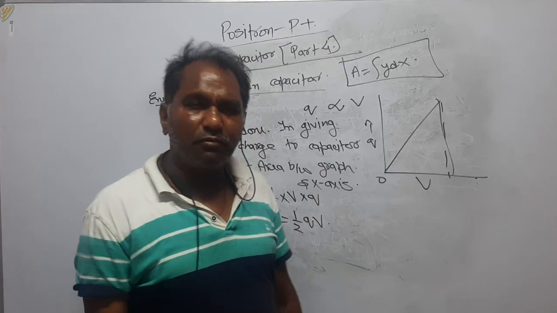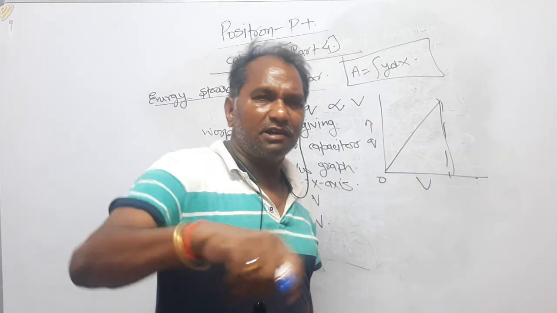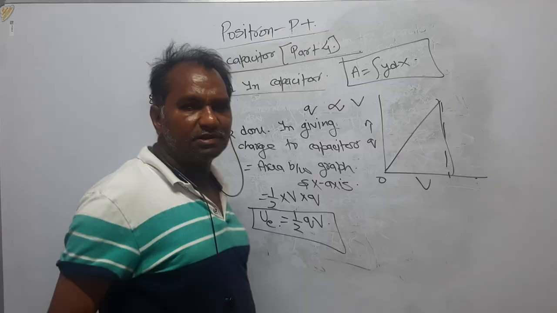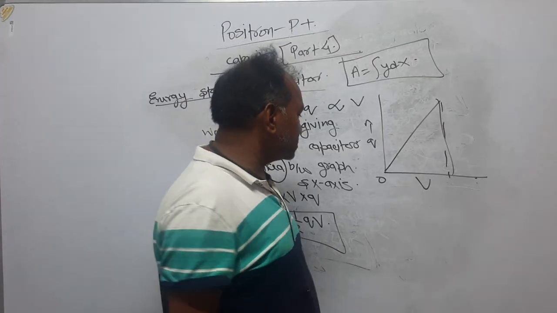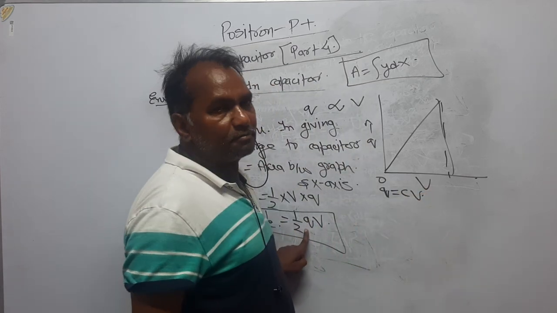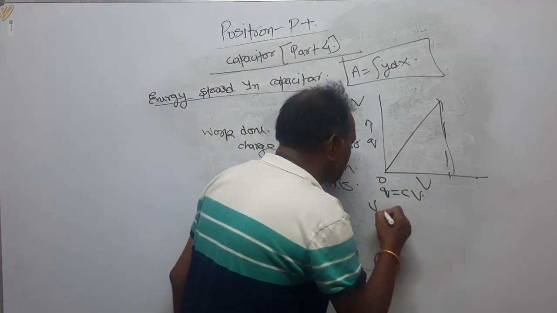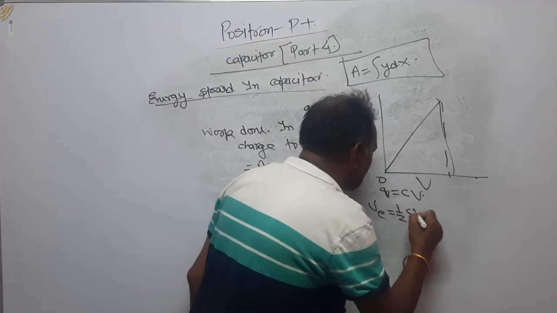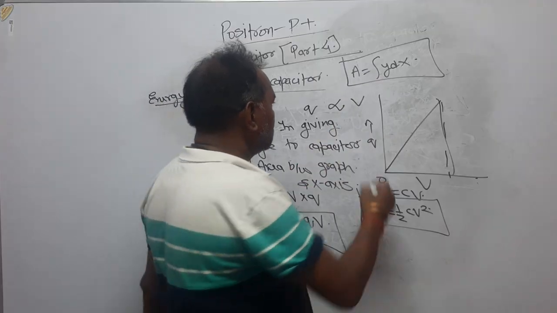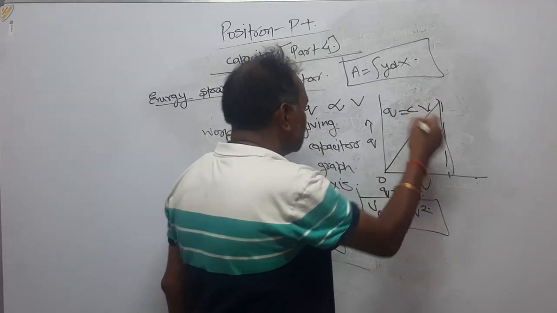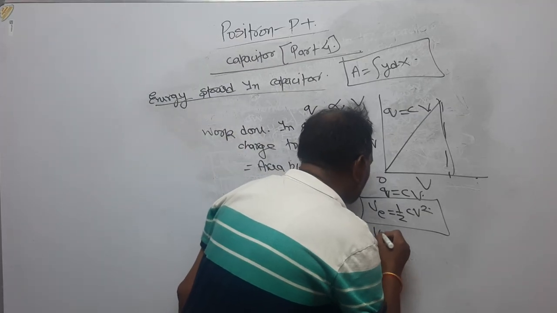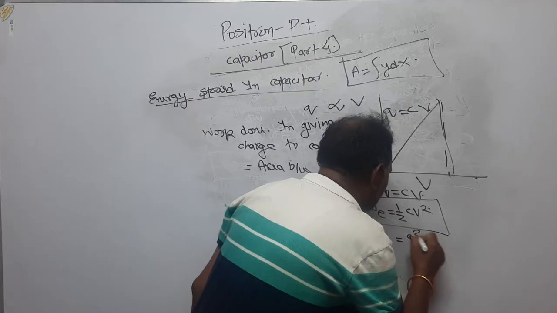And you know that work done is stored as electrical energy in the capacitor: UE is equal to half QV. And because you know Q is equal to CV, if you replace Q by CV, another form becomes UE is equal to half CV square. Now again Q is equal to CV, or V is equal to Q upon C. If you replace V by Q upon C, you will get UE is equal to Q square upon 2C.